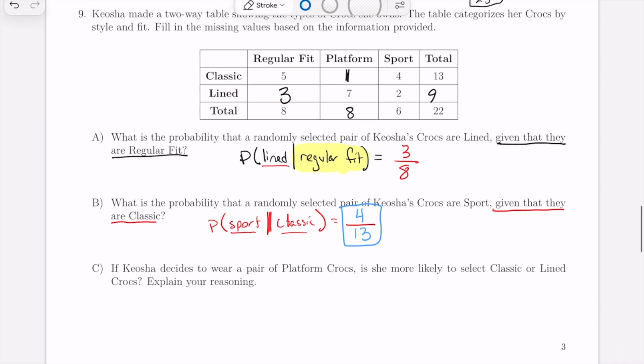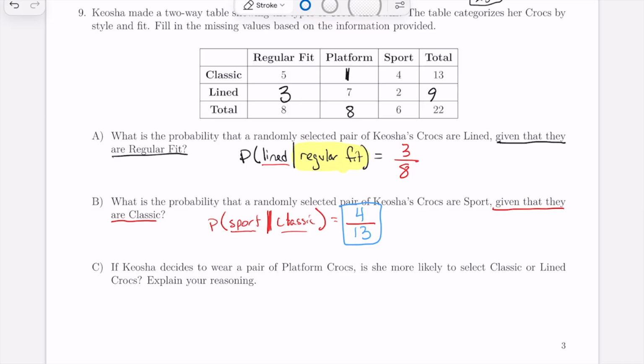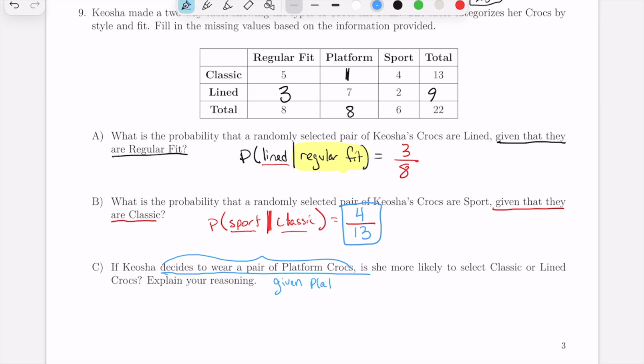If Keisha decides to wear a pair of platform Crocs, is she more likely to select classic or lined Crocs? And explain your reasoning. So this is a way of mixing math with life. Right here, it says she decides to wear a pair of platform Crocs. This is another way of saying that she's given platforms. Like she's made that decision. She is only going to look at the platform Crocs. Now, we can answer the question of, is she more likely to select classic or lined?